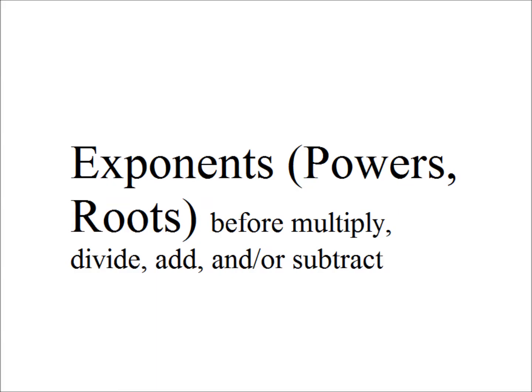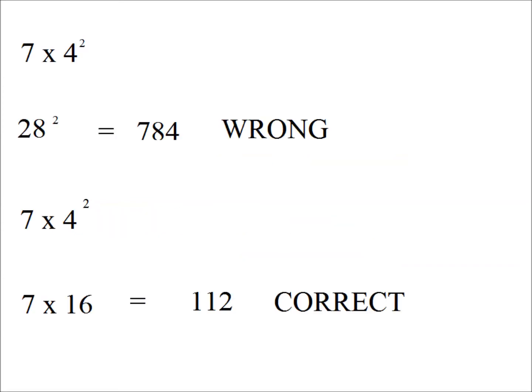Next we'll have our exponents, powers, roots, anything like that, and then we'll calculate those before we multiply, divide, add and or subtract. Okay, so the example we have here is 7 times 4 squared. If we just calculate that straight across, that would be 7 times 4, which gives us 28, and then we'd square that, which would give us a final answer of 784, and that is the wrong answer.